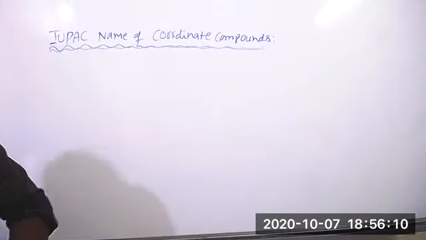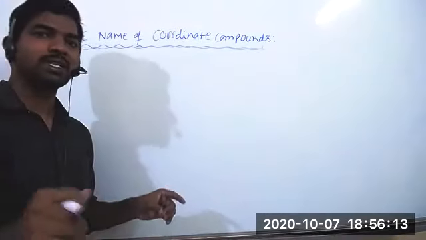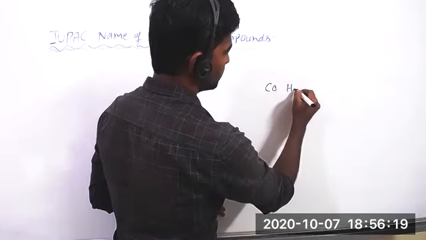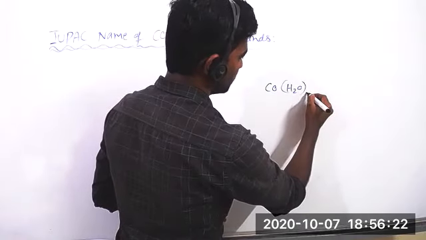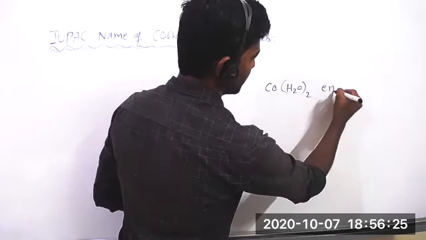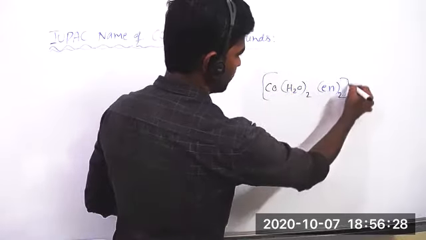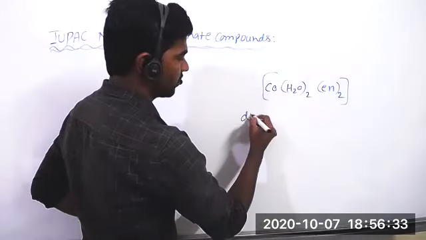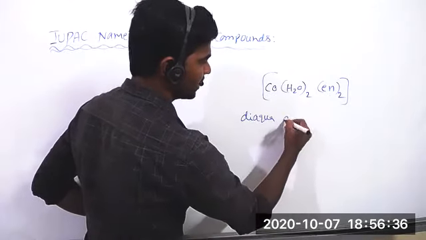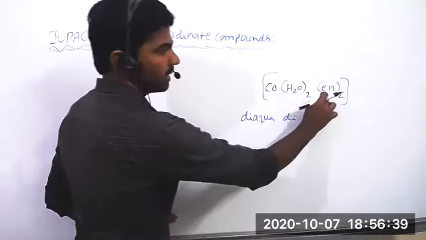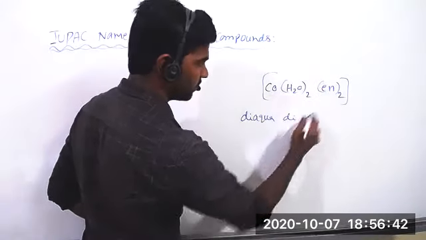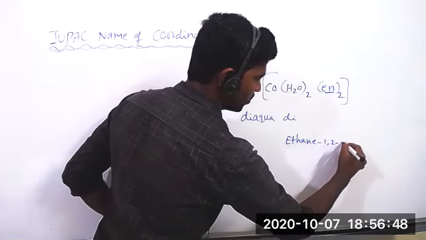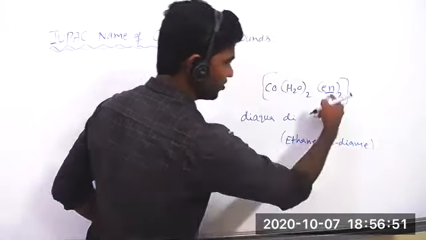Suppose in a ligand a numerical prefix is already involved. Suppose cobalt, and ethylene diamine is there. How to give the name of this? We can write diaqua, but we can't write diethylene diamine, because the full name of en is ethane-1,2-diamine.